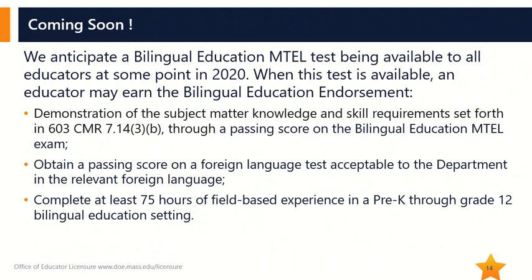Before we close out this component of the Massachusetts Educator Licensure Series, we anticipate an additional option to earn this endorsement being available sometime in 2020. This option will require the demonstration of the subject matter knowledge and skill requirements set forth in 603 CMR 7.14(3)(b) through a passing score on the Bilingual Education MTEL exam, which is in development and is anticipated to be available in 2020. In addition, a passing score on the foreign language test acceptable to the department and the completion of at least 75 hours of field-based experience in a pre-K through grade 12 bilingual education setting will be required. This component of MELS and the Bilingual Education Endorsement homepage will convey further information about this option when the Bilingual Education MTEL exam becomes available.